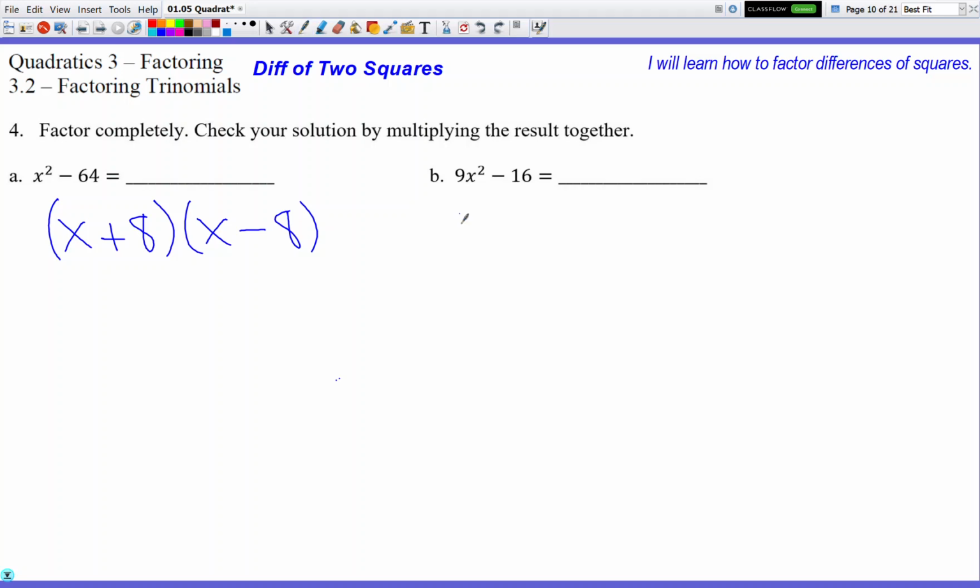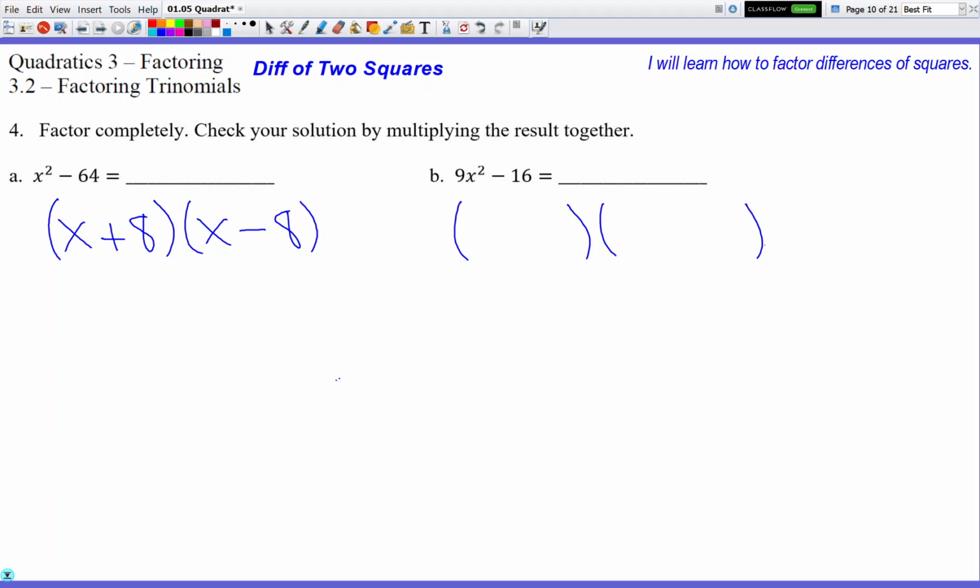So let's move on to letter B. Blank parentheses once again. Is 9 a perfect square? Yeah, that's 3 times 3. Is x squared a perfect square? Yeah, that's x times x. Is 16 a perfect square? Yes, that's 4 times 4. So everybody's a perfect square, and they have a negative sign in the middle. So this is that pattern you can use, difference of two squares.